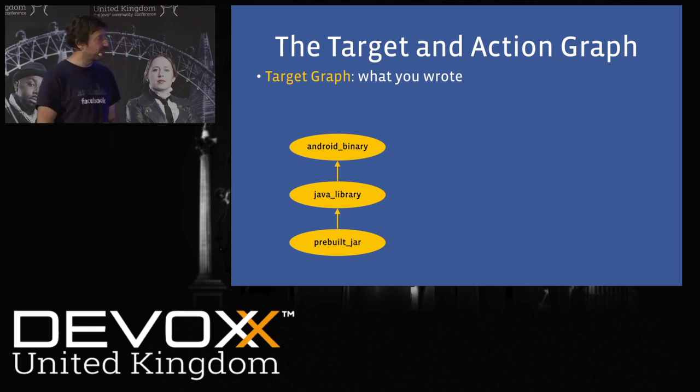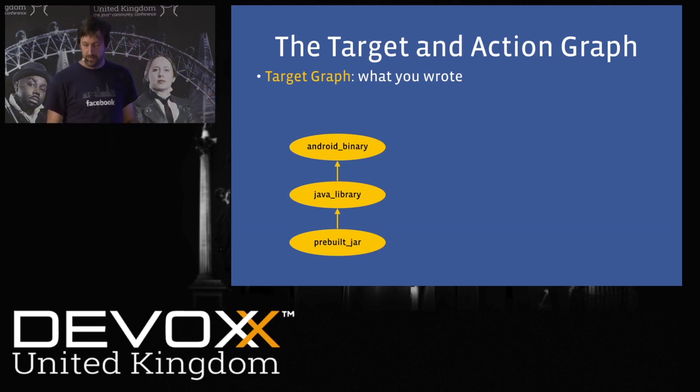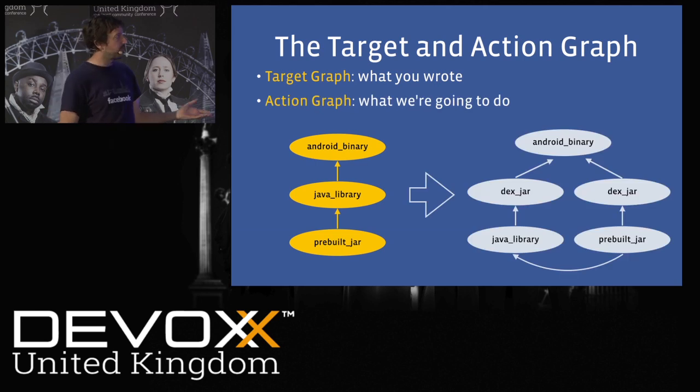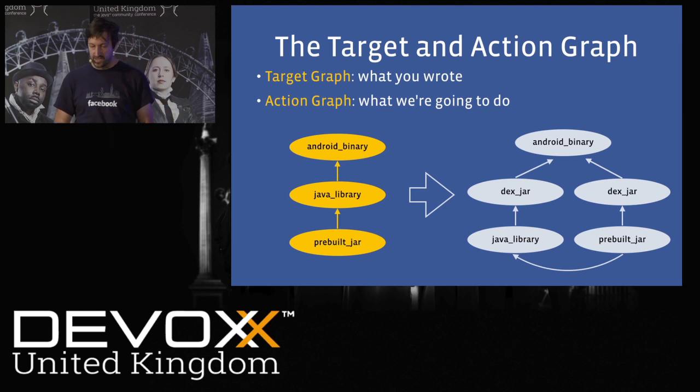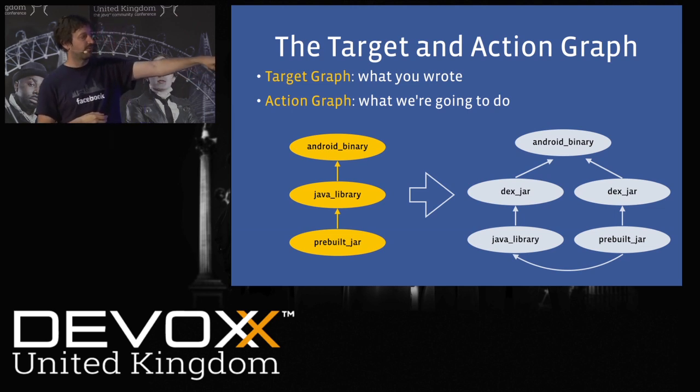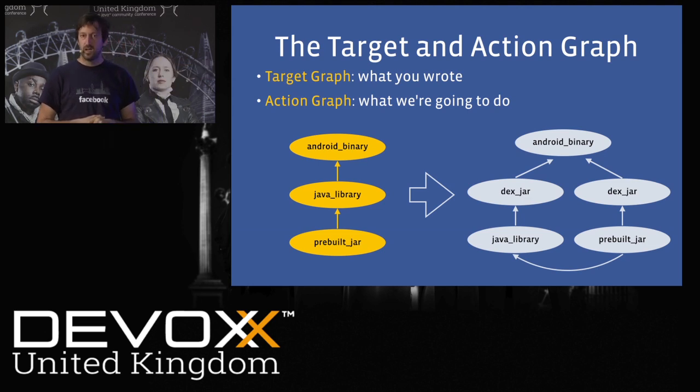In the case of an Android binary, for example, it doesn't consume a .jar file, which presumably is the output of a Java library. It consumes dexes, right? And so on and so forth. So you end up with an action graph, right? This is the graph of things we are actually going to do. You can see here we've still got the Android binary, but in this case it depends on two dexes, and the dexes are generated from the Java library, and the Java library still depends on the pre-built jar.